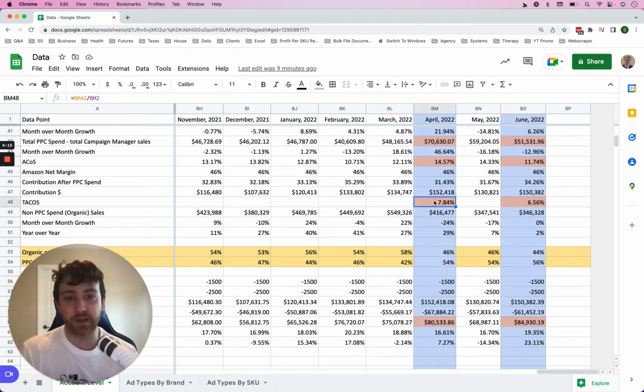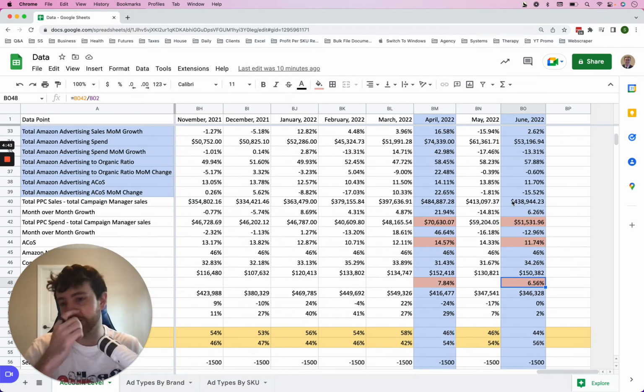And then TACoS, which is the advertising spend divided by total sales. It's a profit metric, man. It can tell you, if it's higher, you're most likely going to be less profitable. If it's lower, you're going to be more profitable. 7.84% in April, and then 6.56% in June. Significantly lower.